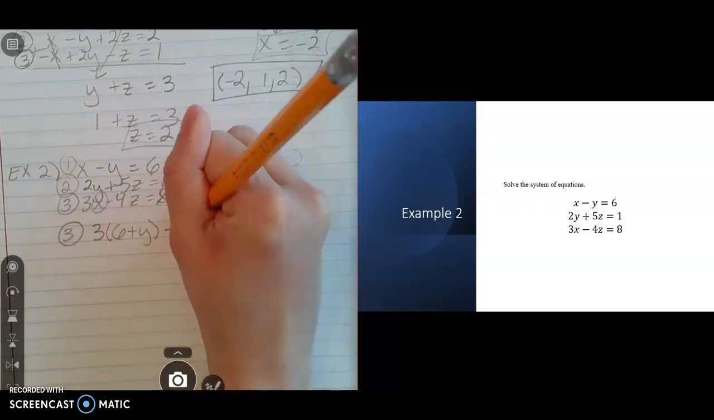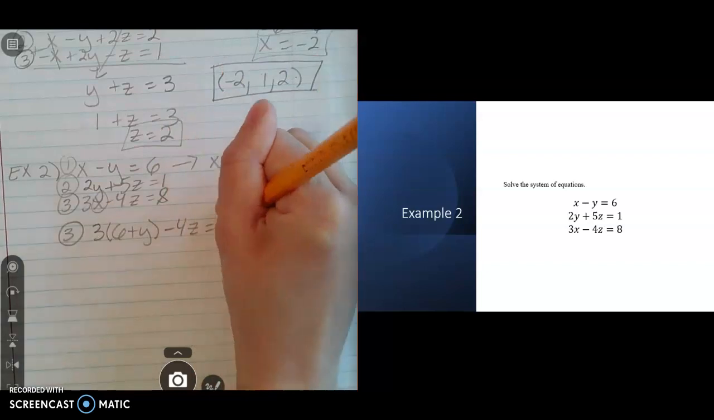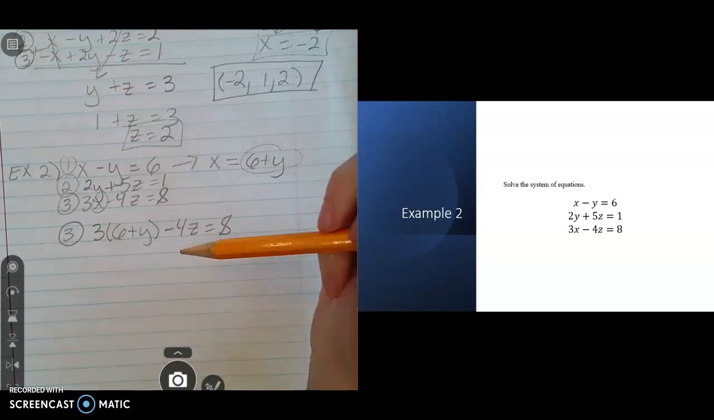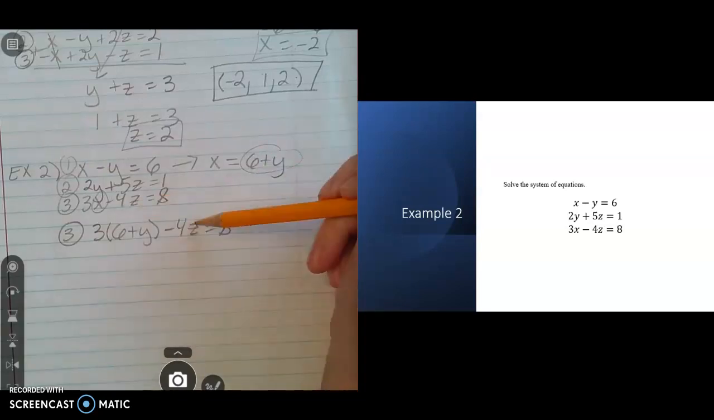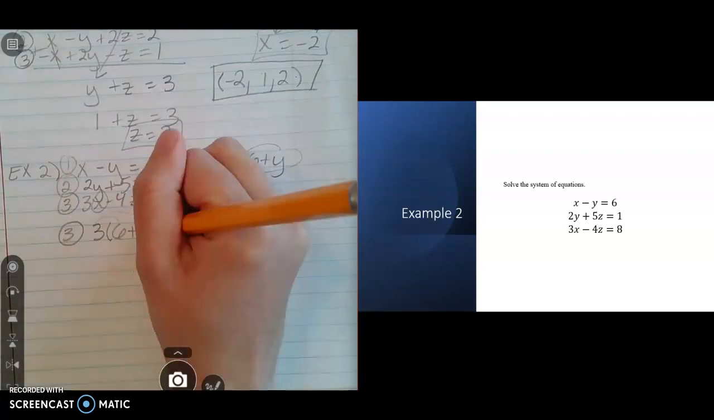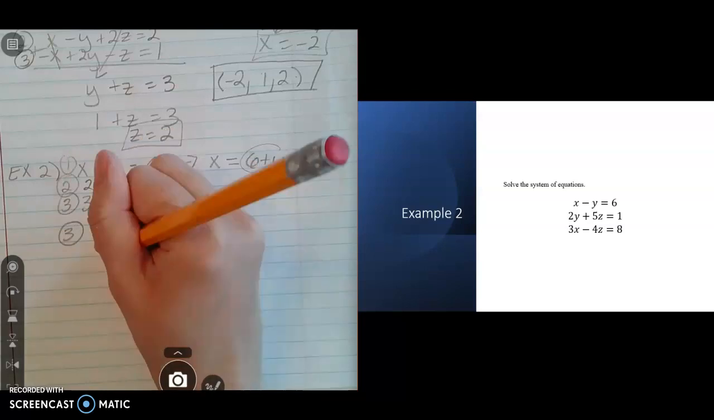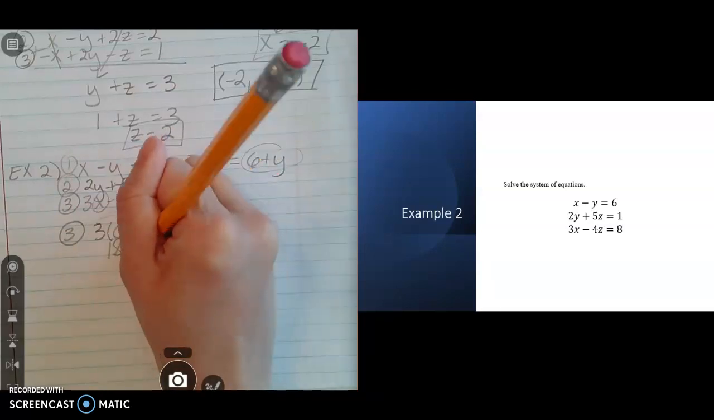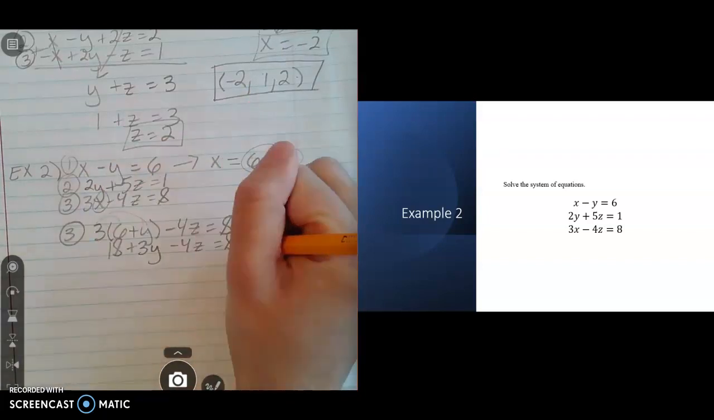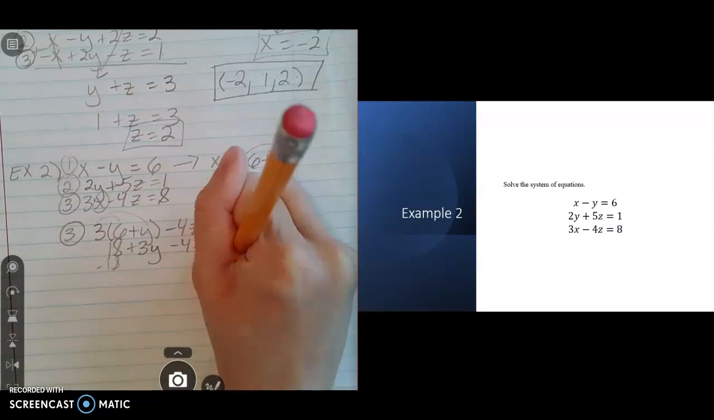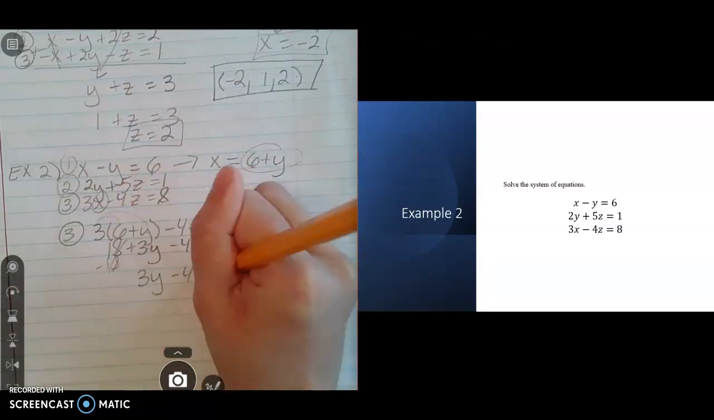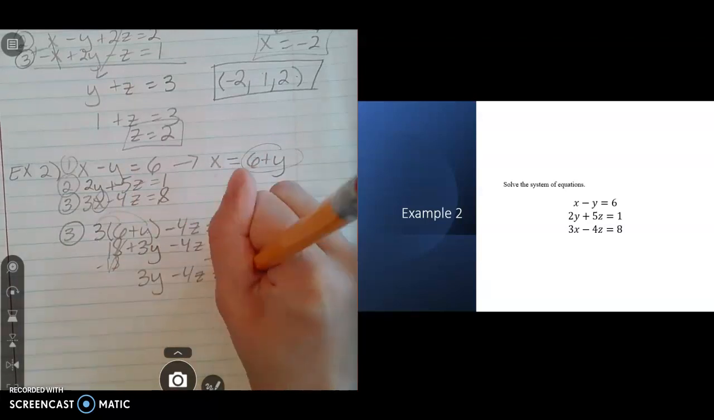minus 4z equals 8. And in case you're wondering, why are you doing this? You're still going to have 2 variables. I know, but I'm going to have the same 2 variables as equation 2, and that seems helpful. So from here, I'm going to distribute just to simplify this a bit. So that would be 18 plus 3y minus 4z equals 8. And then I'll subtract 18 from both sides just to simplify a bit more. So now I've got 3y minus 4z equals negative 10.